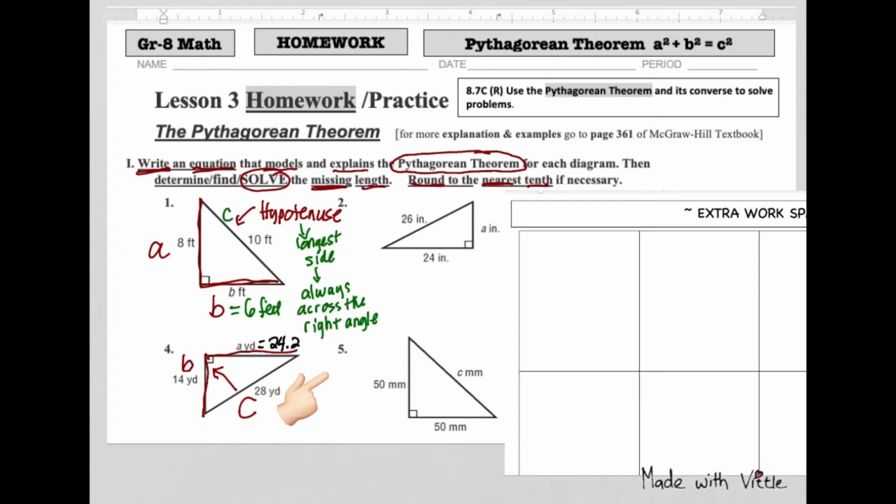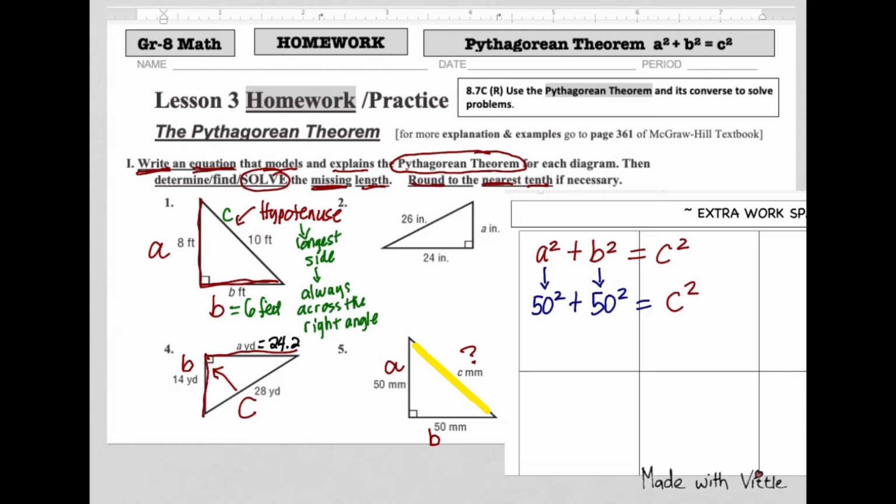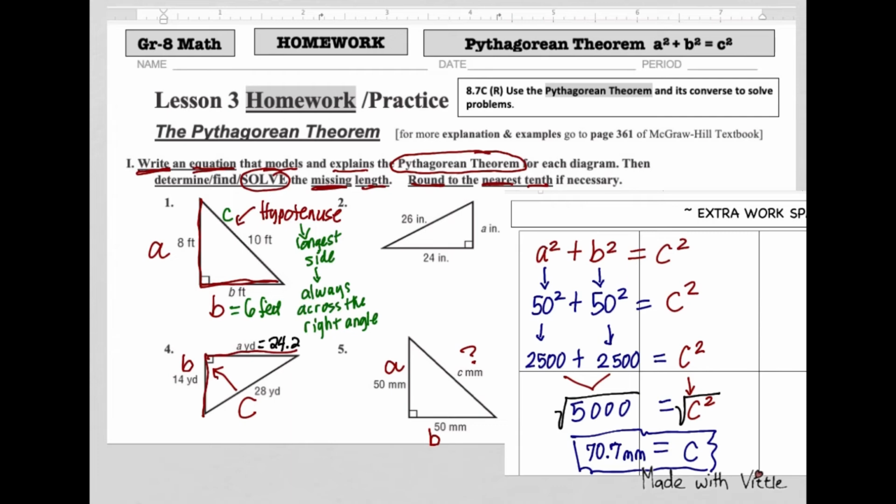Now let's try to solve number 5. The length of the two legs are given. Side A is 50 millimeters and B is 50 millimeters, while the C, the longest side, is missing. Write down the formula, substitute the numbers, get the square of each number, bring down the equal sign, add the two legs, get the square root of both sides. The approximate length of the hypotenuse, the longest side, is 70.7 millimeters.